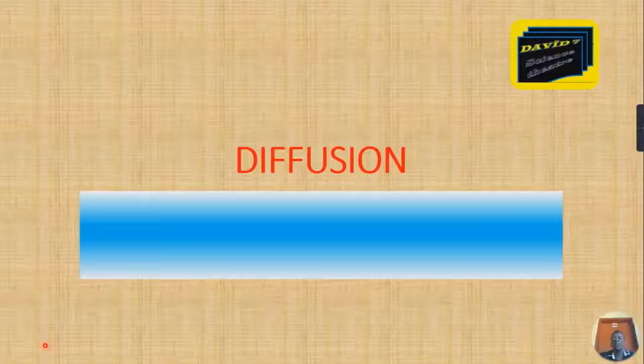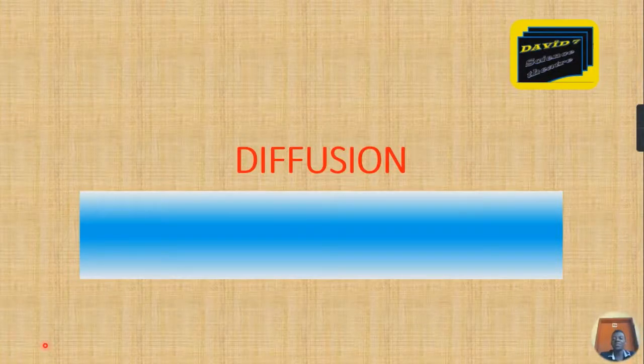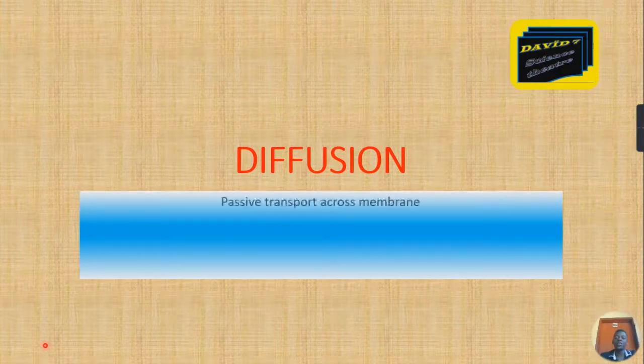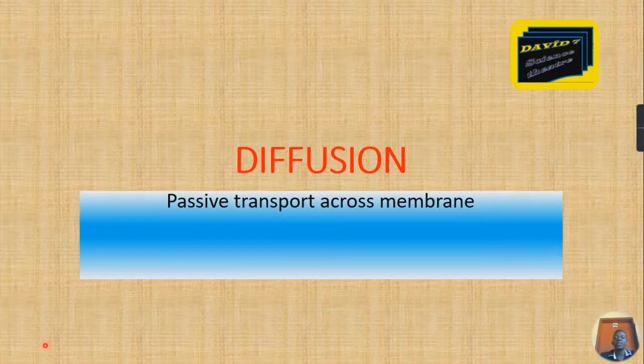I'm going to teach you about diffusion. This is the first part of diffusion. Recall we're talking about transport across the membrane. Diffusion is passive transport across the membranes, the part we are talking about. Recall we have active transport across the membrane. We also have passive transport across the membrane.